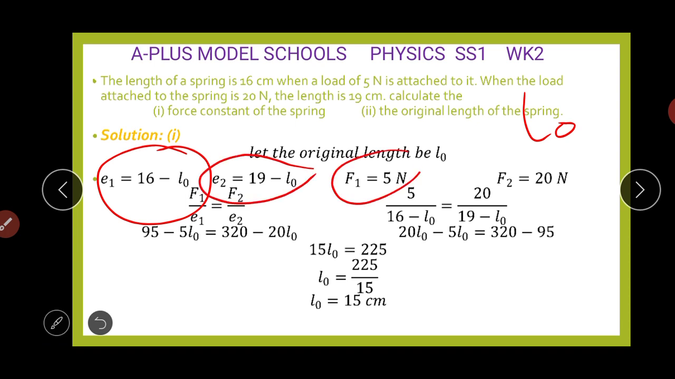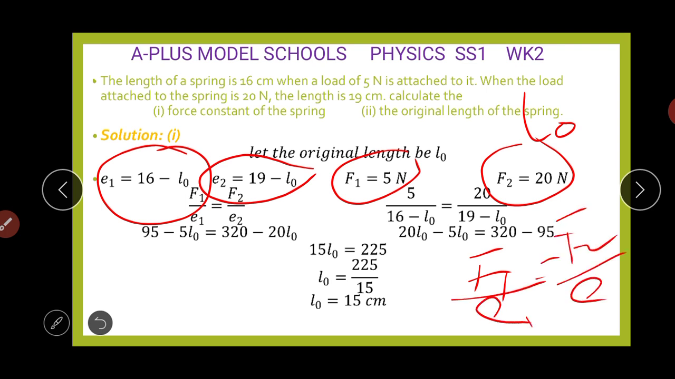The first force is this, the second force is this. And don't forget, in Hooke's law we were able to say that the first force F1 over extension E1 equals force 2 over extension E2. That is when we say K equals F over E. So that's exactly what I talked about if you look back at your slide. So we now apply that formula.